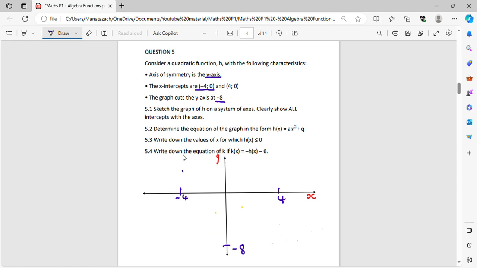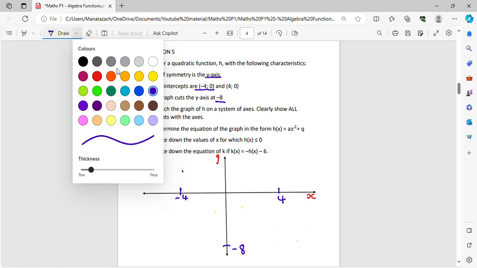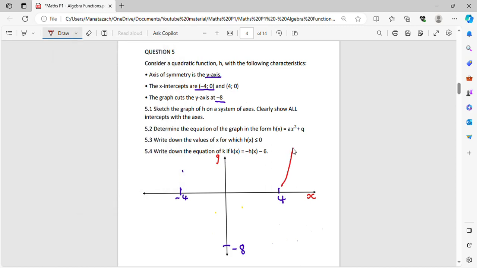Now we can start plotting the graph. Let's use a different color to plot the graph. Let's use red color. Turning point is at -8. So this is going to be how our graph will look like. Let's label it as h. Okay, so let's go to 5.2.